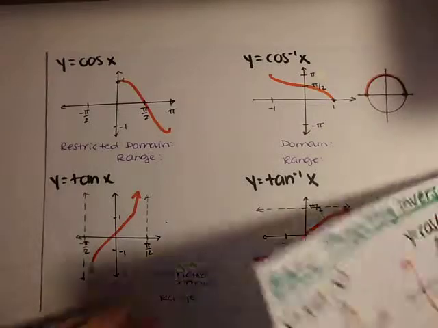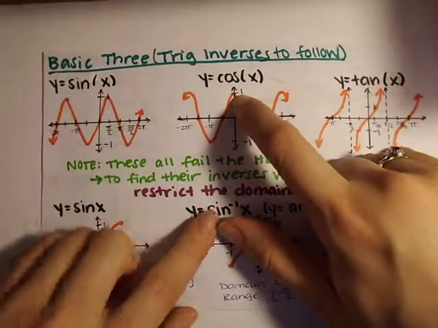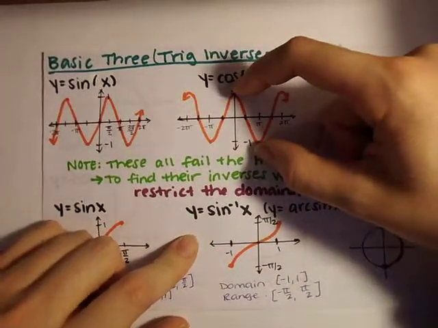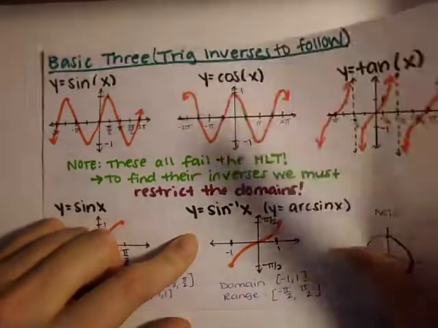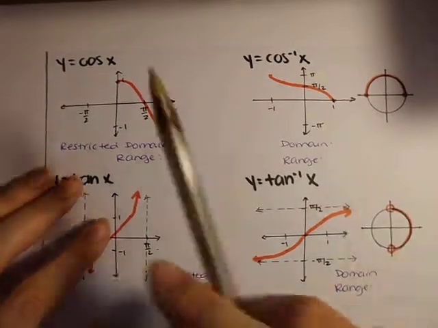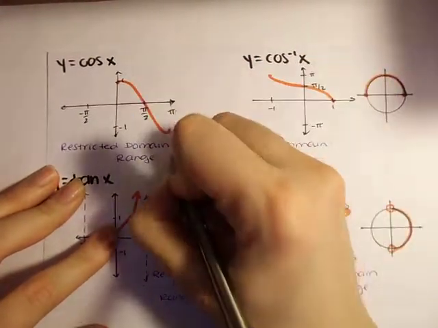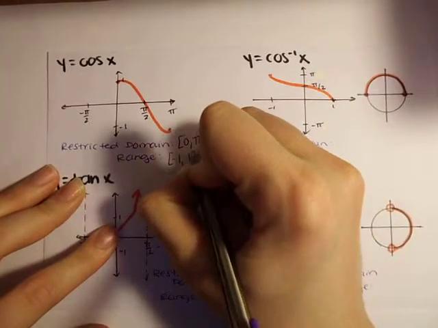Here, cosine, to get one full cycle, you can go from here to here, here to here. I just want that full range of values in a section to make it 1 to 1. So we're going to go from 0 to pi. And again, we can include both endpoints. This is going to give us that range of negative 1 to 1.